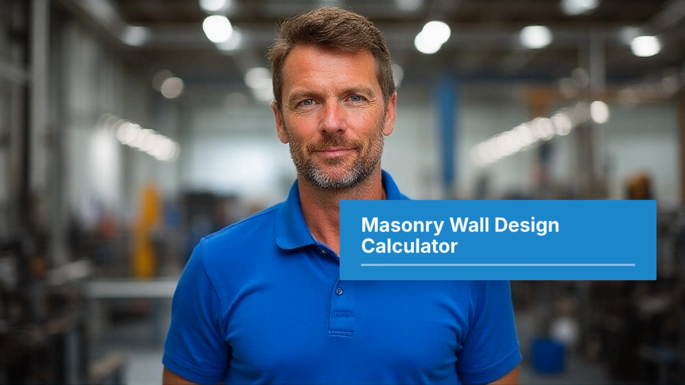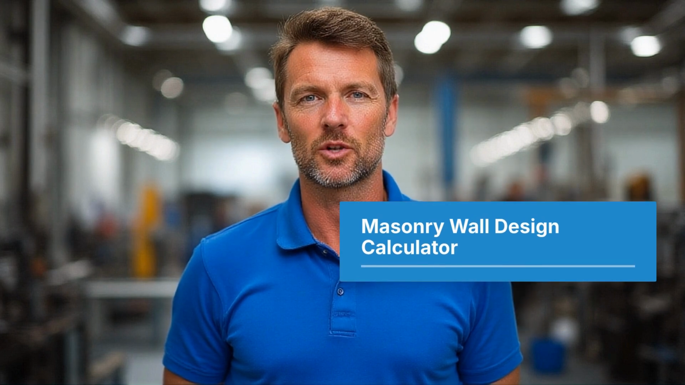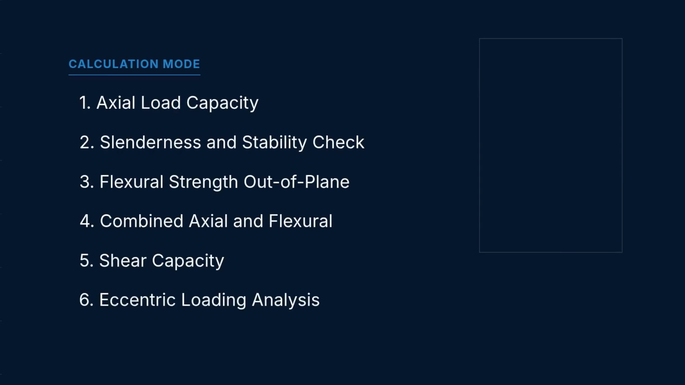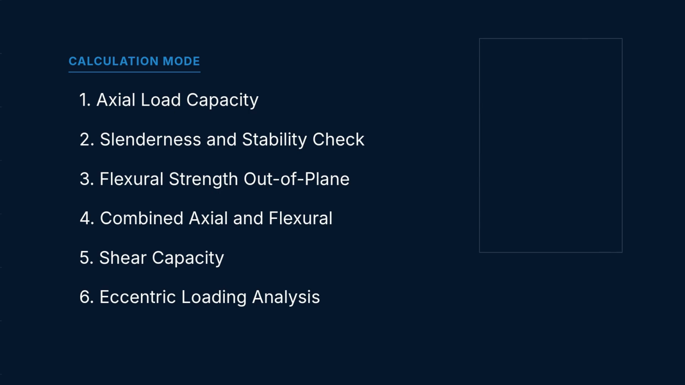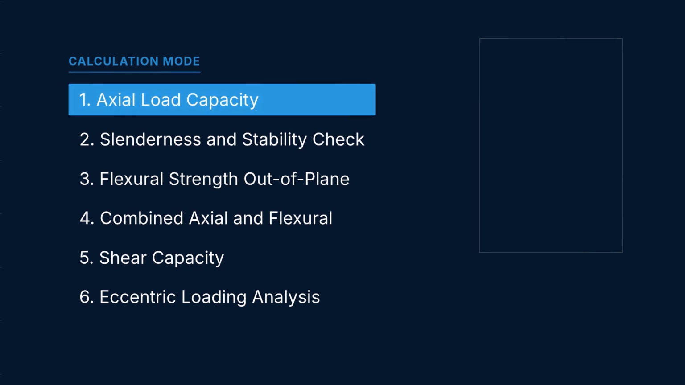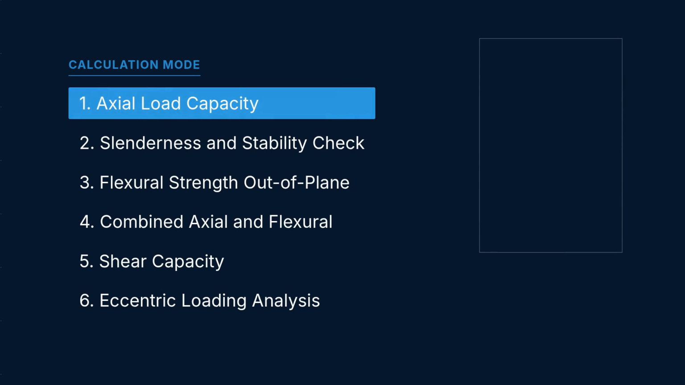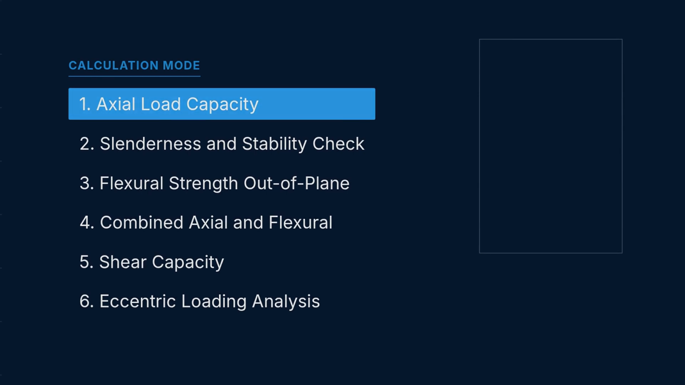This is the Masonry Wall Design Interactive Calculator, which analyzes the structural capacity of masonry walls under various loading conditions. The calculator has a drop-down menu for calculation mode with 6 options: Axial Load Capacity, Slenderness and Stability Check, Flexural Strength out of plane, Combined Axial and Flexural, Shear Capacity, and Eccentric Loading Analysis. For this demonstration, I'm using Axial Load Capacity mode.